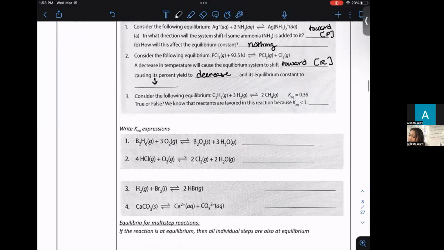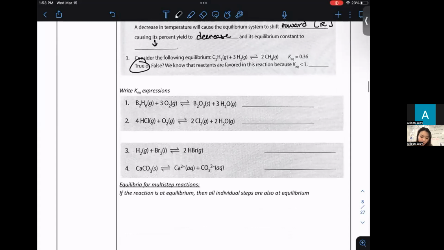Considering the following equilibrium, KEQ is equal to 0.36. True or false? We know that reactants are favored in this reaction because KEQ is less than 1. True. Very nice. So write the KEQ expressions.